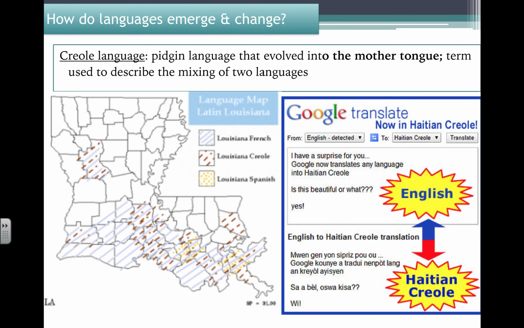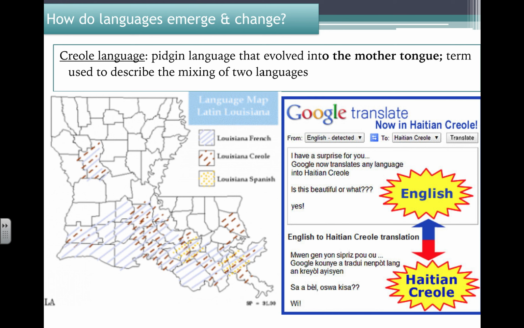Creole is also just a generalized term to describe the mixing of two languages. A lot of people associate that with the language of Haiti, which is often referred to as Creole, as a mix of French and English, but that's not enough.